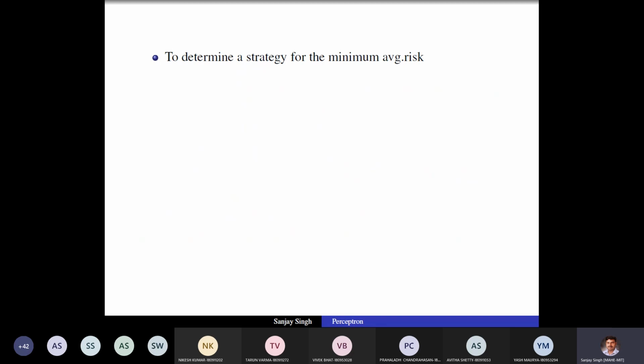Now we want to determine a strategy for the minimum average risk. Our objective is to make this risk as minimal as possible. How do we do that? What could be the strategy for us? Let's see. The overall observation space, when I say observation space, means the subspace from which the data is being drawn.